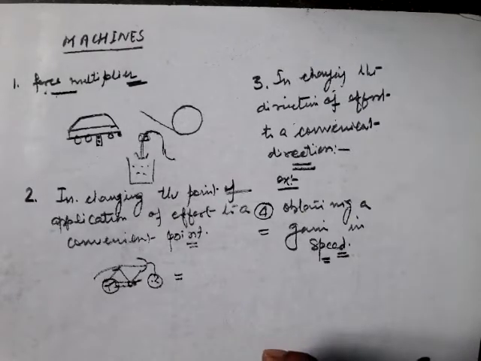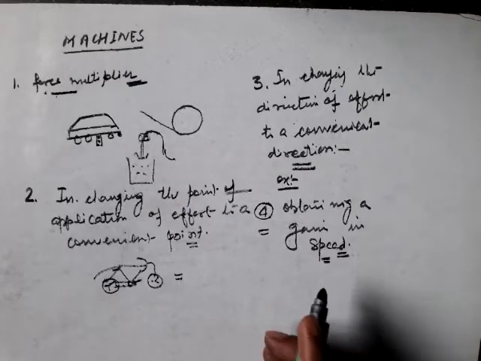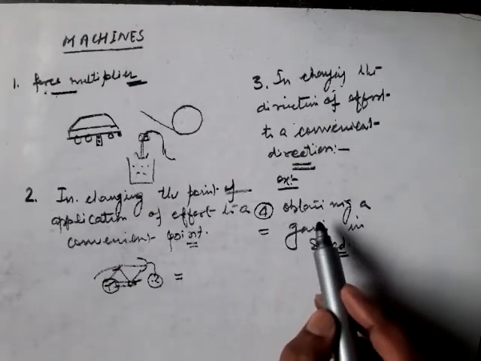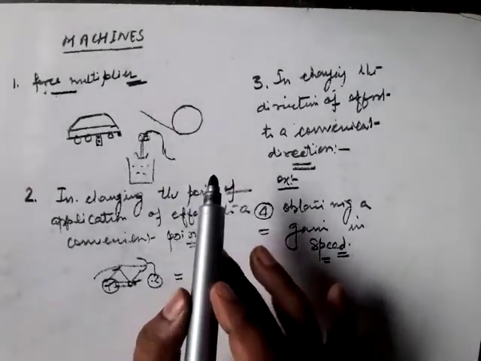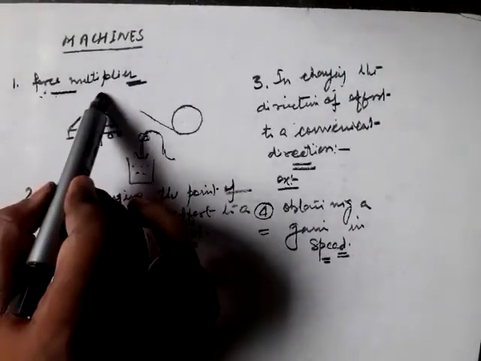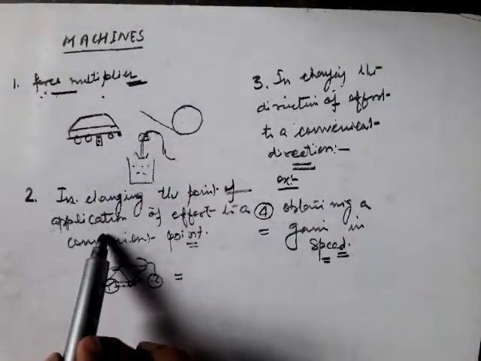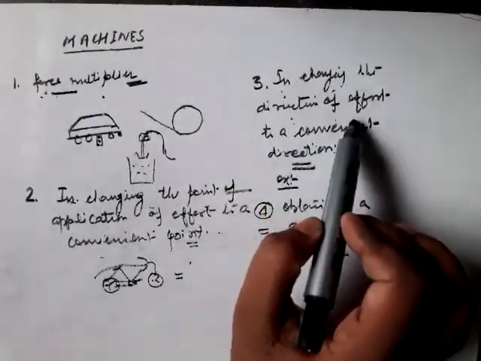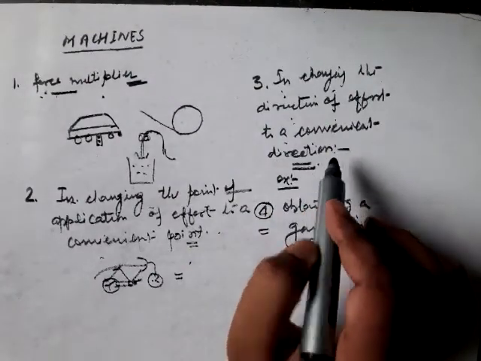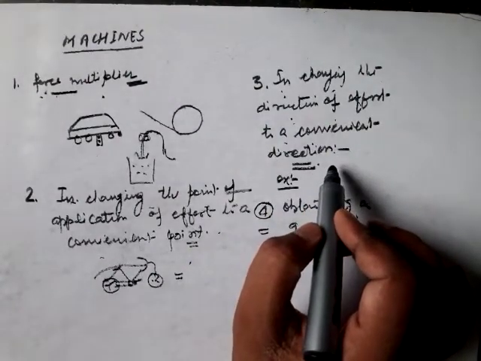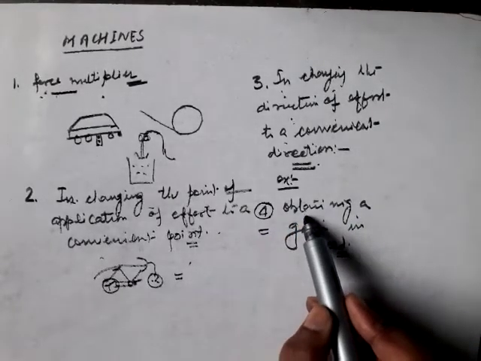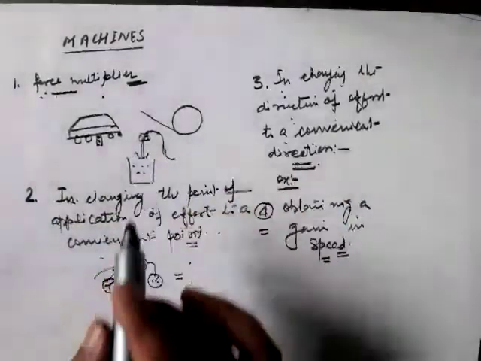So while applying this, we can easily produce a greater movement of load by a smaller movement of effort. So this is also a great advantage of a machine. Okay, so we have learned four advantages. First, machines can act as a force multiplier. Second, in changing the point of application of effort to a convenient point. Third, in changing the direction of effort to a convenient direction, we had taken the example of lifting a bucket full of water from the well with the help of a pulley. And fourth, in obtaining a gain in speed. So these are the advantages of machines.